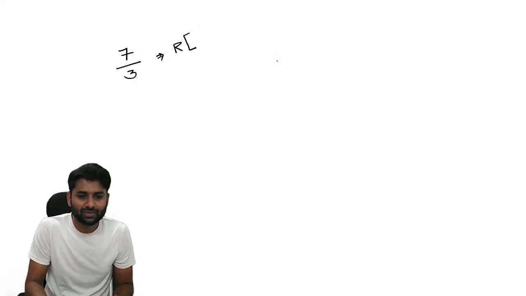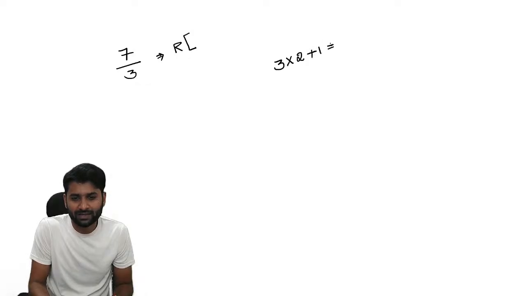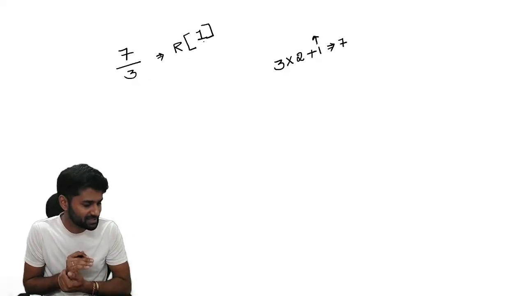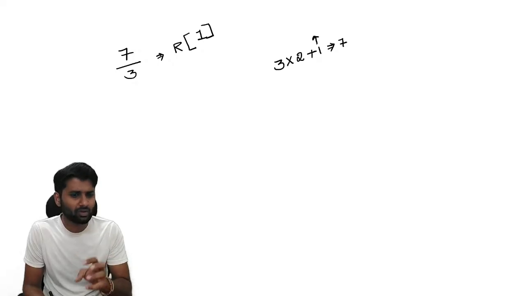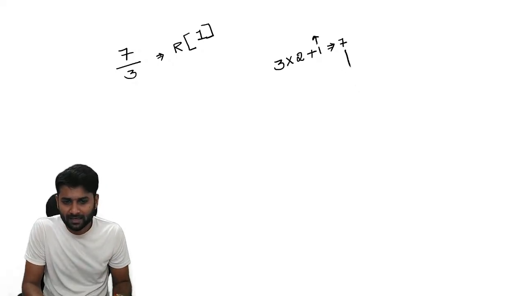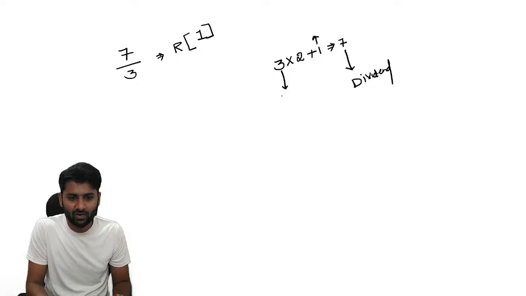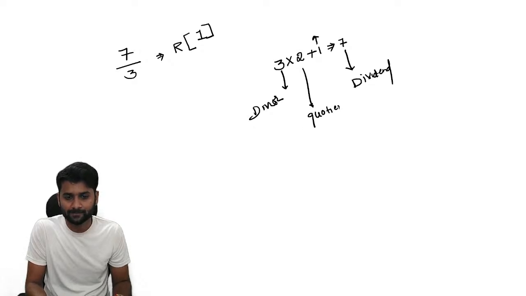Now, as you know, 3 into 2 is 6, and if you add 1, then it becomes 7. So 1 is the remainder. If 7 is divided by 3, then 1 is the remainder. What about the terminologies we are going to use? See, 7 is the dividend. Here 3 we call the divisor. Now 2 is the quotient. And here 1 is the remainder.